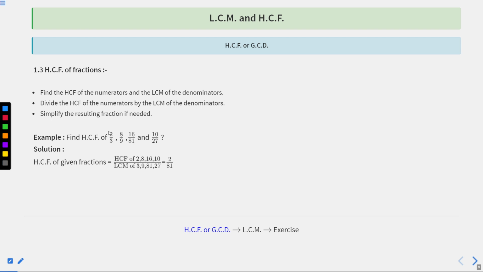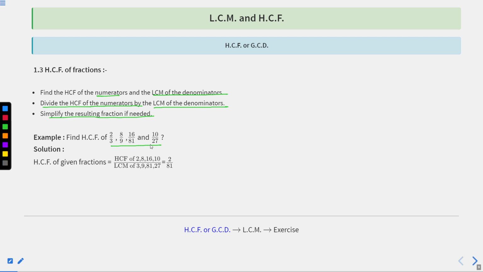So now in the third part, let us see how to find the HCF of fractions. Find the HCF of the numerators and the LCM of the denominators. Divide the HCF of the numerators by the LCM of the denominators. Simplify the resulting fraction if needed. So let us see an example. Suppose you are provided with 4 numbers, 2 upon 3, 8 upon 9, 16 upon 81 and 10 upon 27, and you want to find the HCF of these numbers.